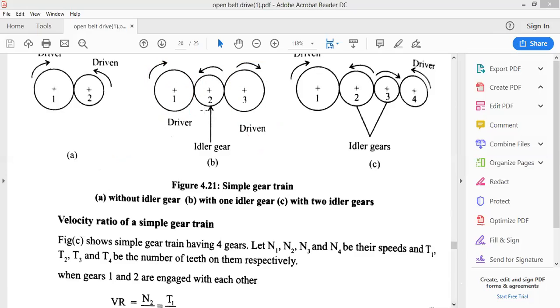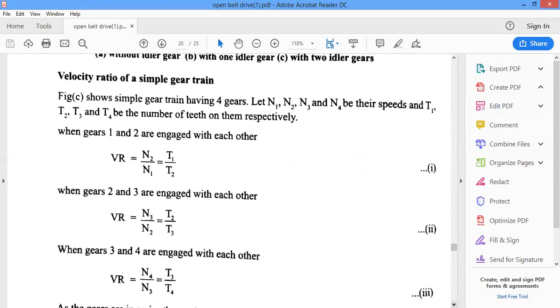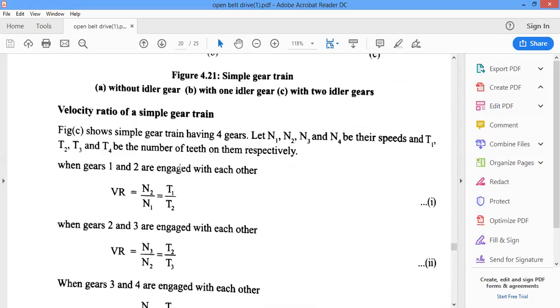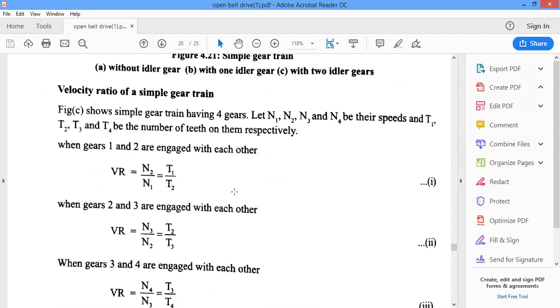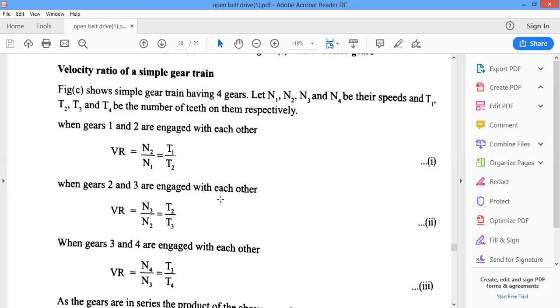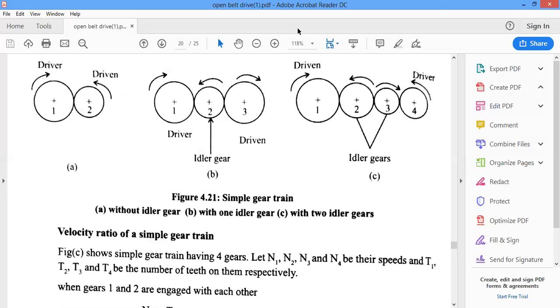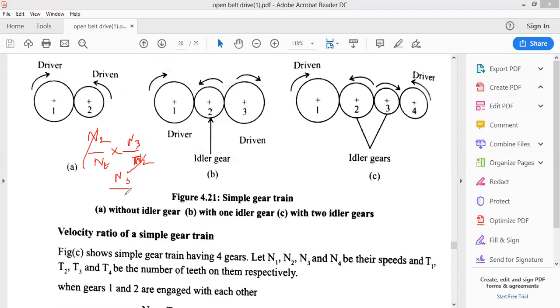What is the velocity ratio for this particular case? Right? So first thing is that, as I just told you, N2 by N1 is equal to T1 by T2. This is for the first two gears. Then the second and third gears, N3 by N2 is equal to T2 by T3. Now, when the gears are engaged, what is going to happen over here? Finally, what we have, N2 by N1 into N3 by N2. So this and this will get cancelled. We will have N3 by N1.